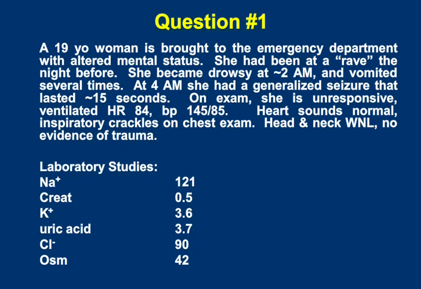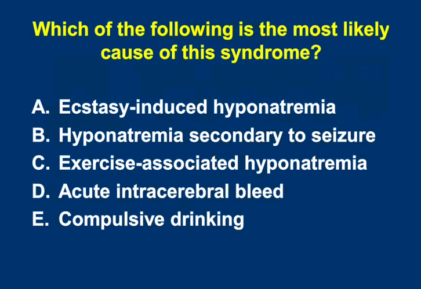Her heart sounds are normal. She has inspiratory crackles on chest exam. Head and neck is within normal limits. No evidence of trauma. In the emergency room, you've got limited data, but you're told that the serum sodium is 121 with a depressed serum osmolality. So which of the following is a likely cause of this syndrome? Ecstasy-induced hyponatremia, hyponatremia secondary to seizures, exercise-associated hyponatremia, an occult intracerebral bleed, or compulsive drinking.